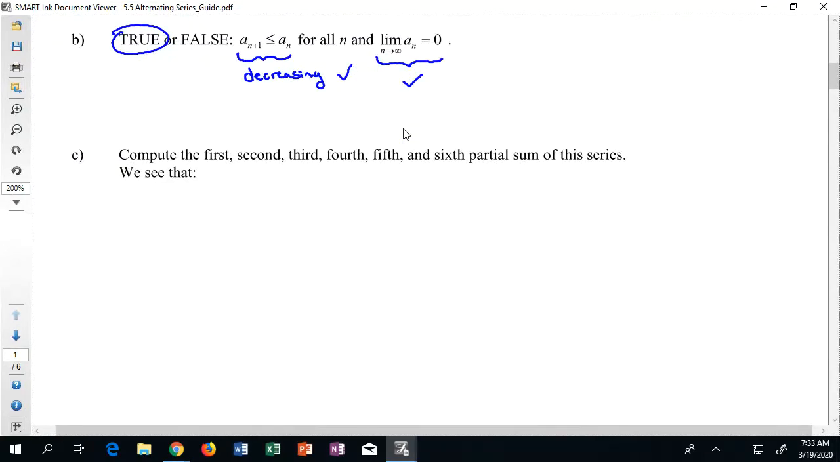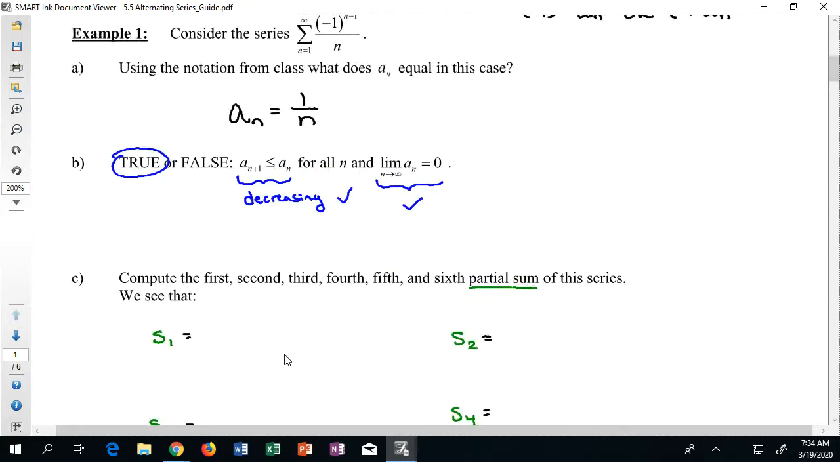I want to compute the first, second, third, fourth, fifth, and sixth partial sums of the series. In case you've forgotten, when we say partial sums, that means we're going to be attempting to find S number 1, S number 2, S number 3, S number 4, S number 5, and S number 6. I'm going to intentionally lay them out on the page in these locations. Remember that these partial sums are just telling us how many of the terms of this sequence we want to add together.